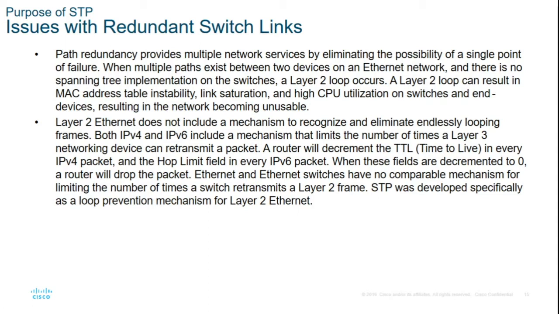In IP version 4, the TTL, or time to live field, or hop limit field in IP version 6, is decremented by the router. When this field reaches 0, the router will drop the packet. Switches have no comparable mechanism to limit the number of times a switch retransmits a frame. That is why STP was developed to prevent loops in a Layer 2 Ethernet.